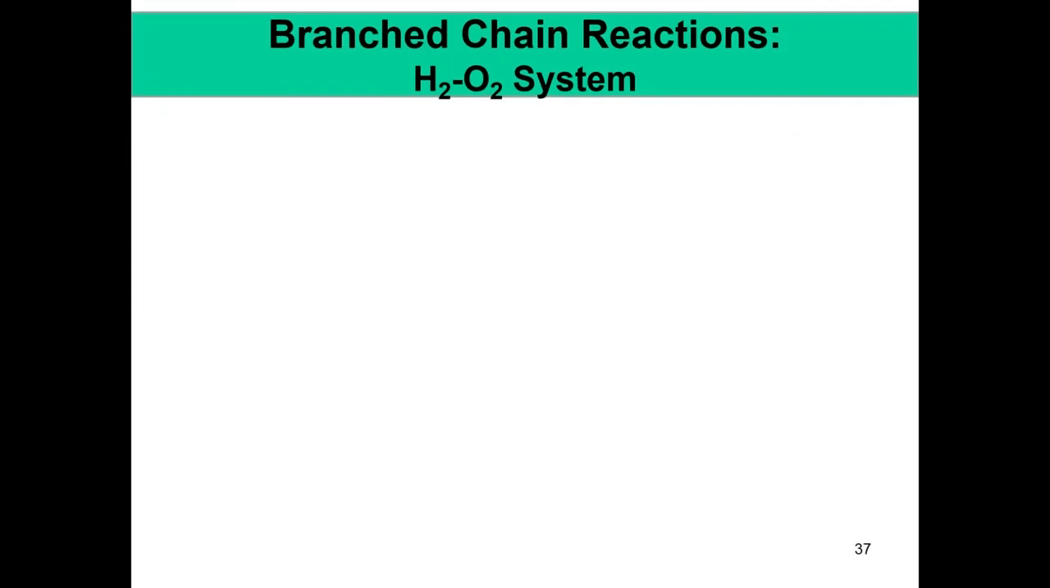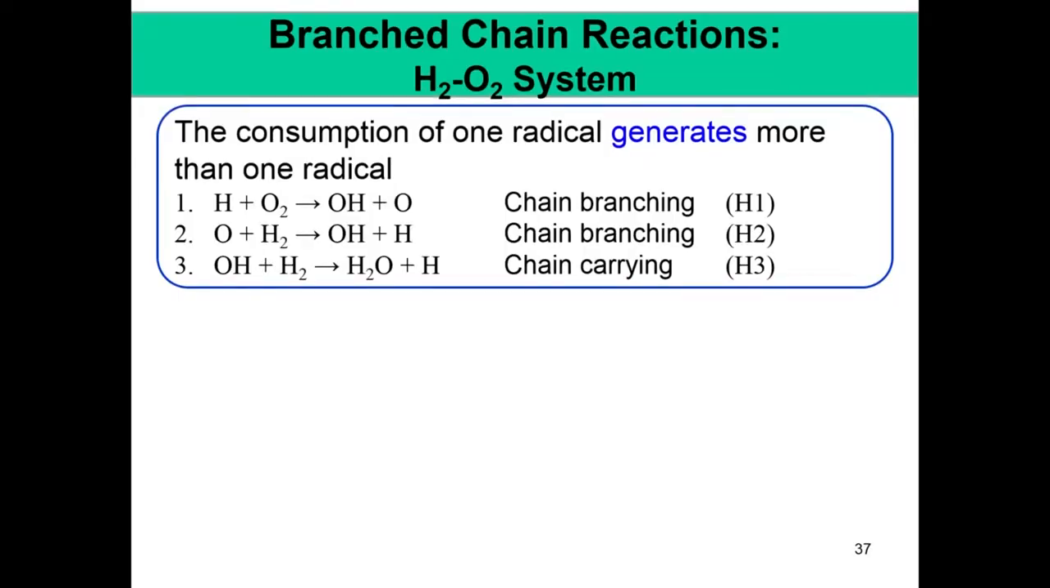Now, we will talk about branch chain reaction in a hydrogen oxygen system. And branch chain reactions are very, very important and the hallmark of combustion. Okay. Now, why? Because you see here, there is a very big difference between the halogen systems versus the hydrogen oxygen system, which is the combustion reactions. You see three important chain reactions involving chain carriers. The most important hallmark of combustion reaction is the introduction of these chain branching reactions.